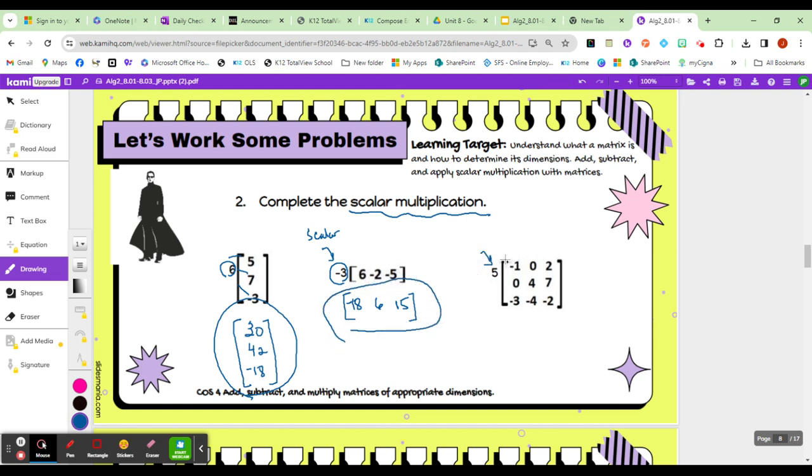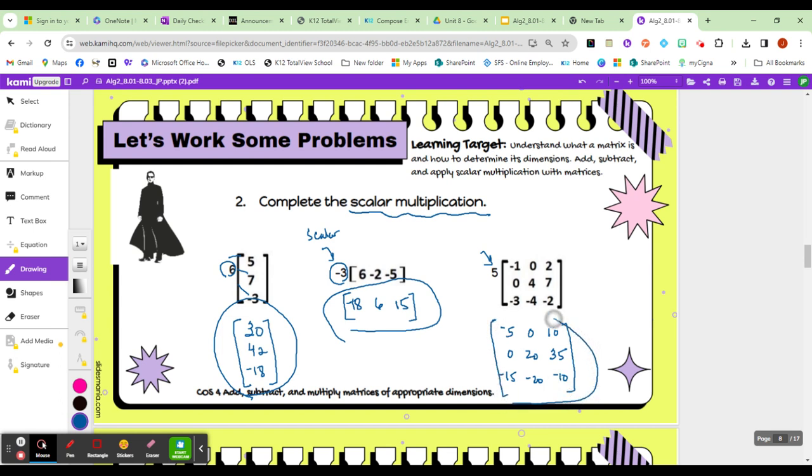5 is your scalar. We're multiplying every single thing, every number in every row, every number in every column. So 5 times negative 1 is negative 5. 5 times 0 is 0. 5 times 2 is 10. 5 times 0 is 0. 5 times 4 is 20. 5 times 7 is 35. 5 times negative 3 is negative 15. 5 times negative 4 is negative 20. 5 times negative 2 is negative 10.